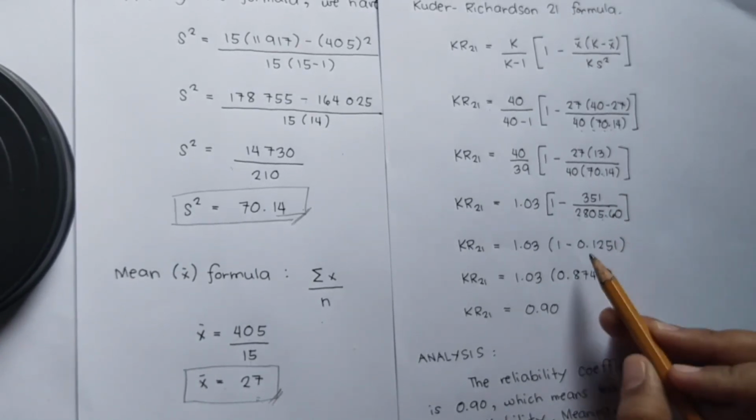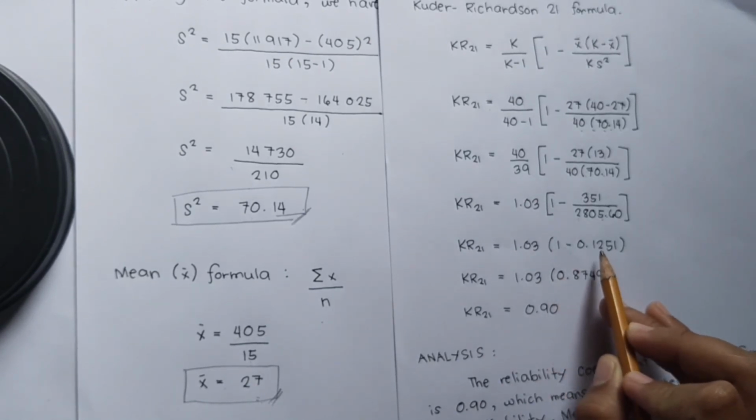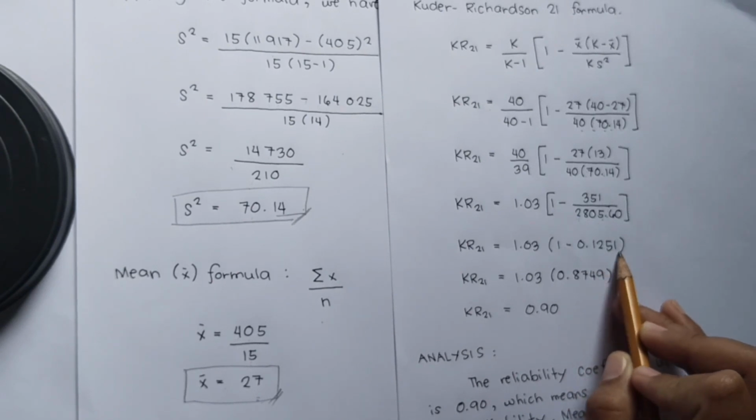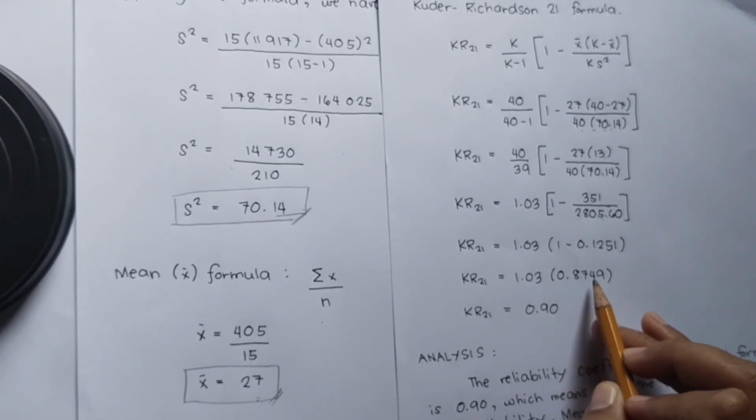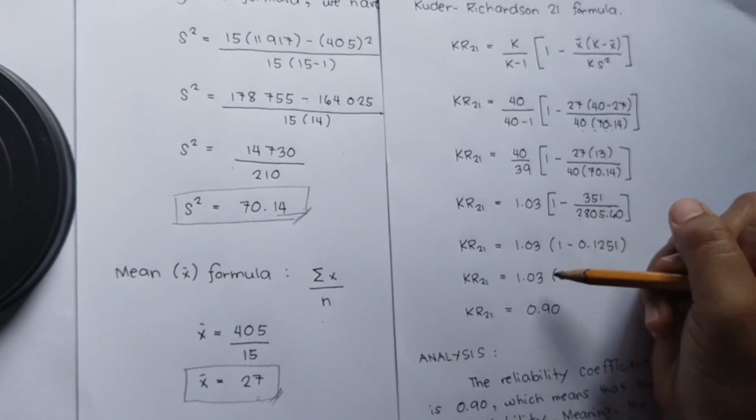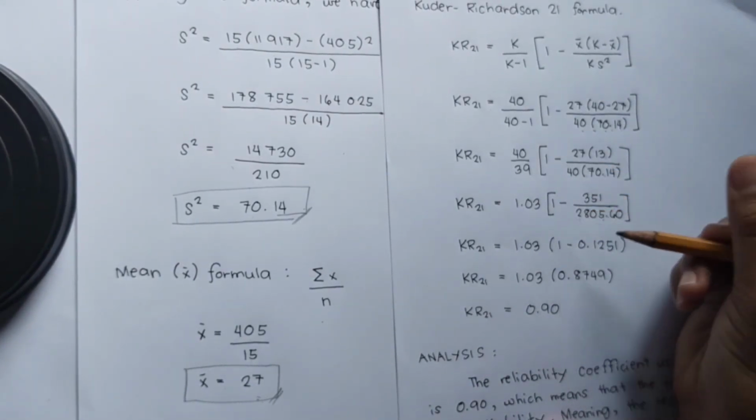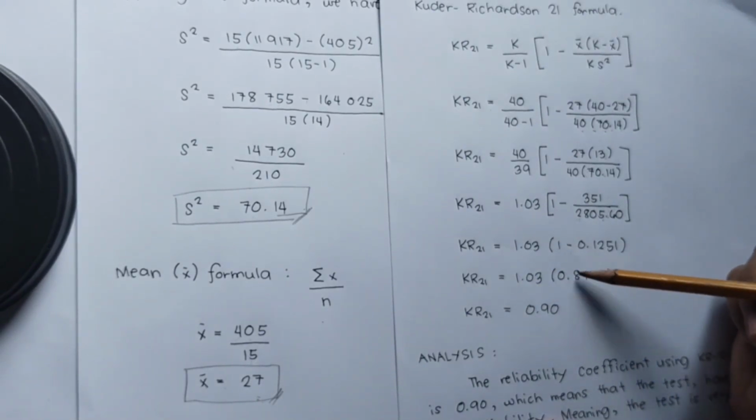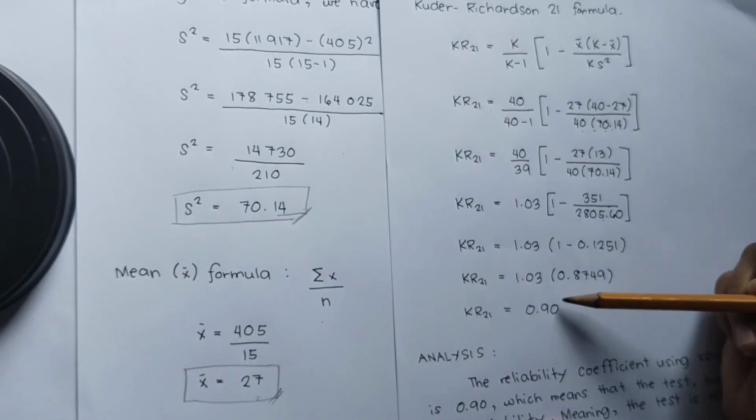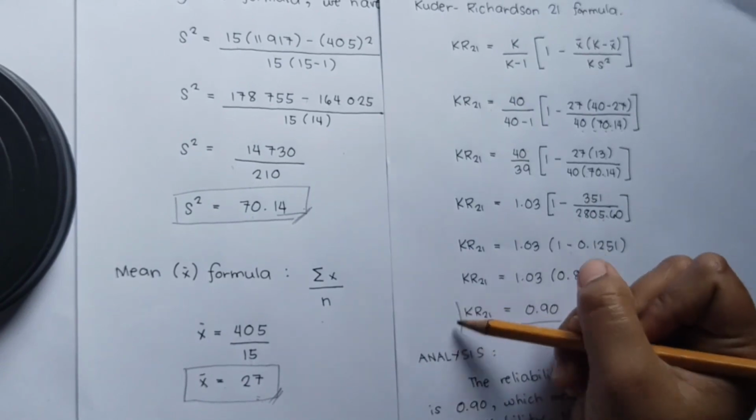And ngayon naman, i-subtract natin siya. So, 1 minus 0.1251 is equals to 0.8749. So, ngayon, i-multiply na natin sila. So, ngayon, we will multiply it. So, 1.03 times 0.8749 is equals to 0.90.